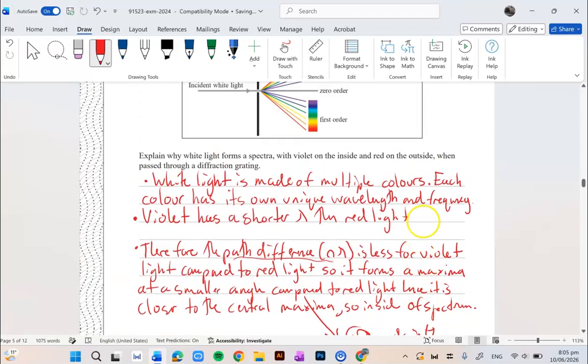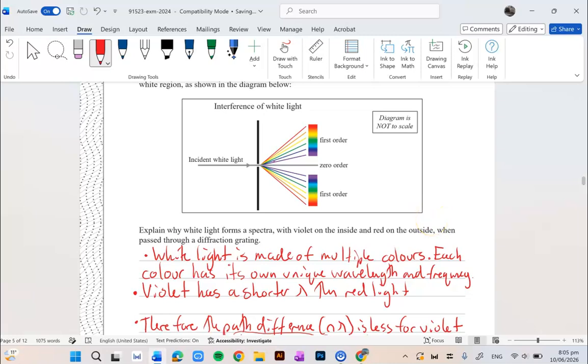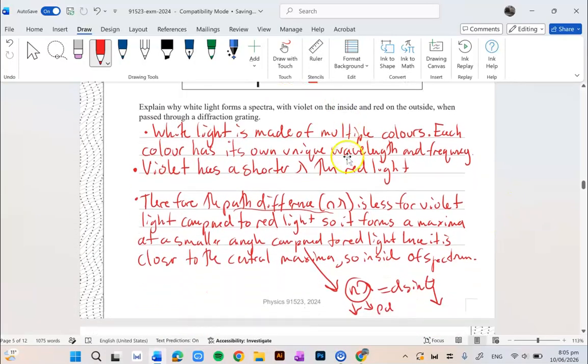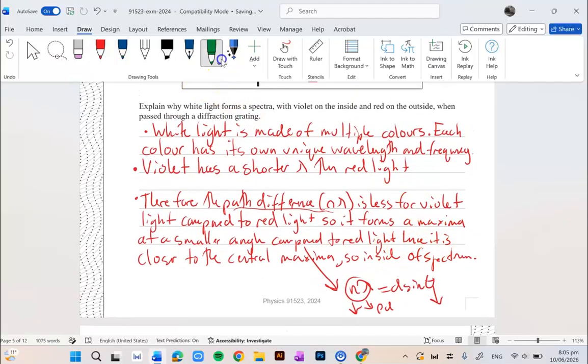If it's at a smaller angle, it means it will be closer to the maximum. You can see the angle of violet there compared to the angle of red. The angle of red is way bigger. That's why red is on the outside of the spectrum. The larger the angle, the further away it is, or the more outside it will be from the zero order central line. Okay, this is a merit question.